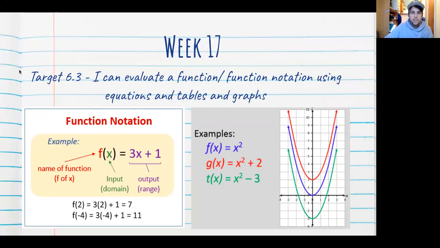All right, guys, we're in week 17 here. We're going to be going over a new learning target, 6.3, evaluating functions and function notation using equations, tables, and graphs. So there's a lot going on in here.